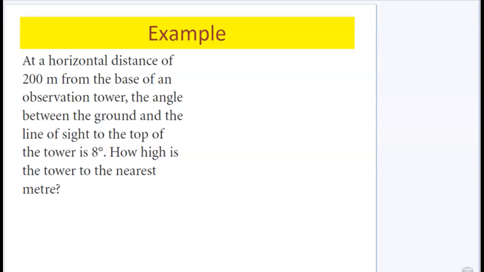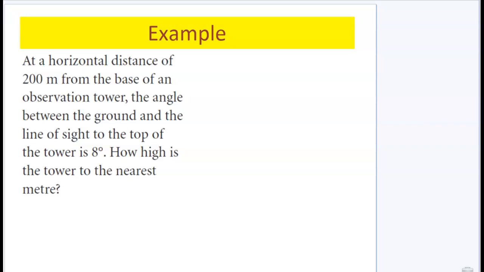In this lesson, we're going to continue with what we studied in section 2.4 using the tangent ratio to find side lengths, but now we're going to apply it to word problems. So in our first example, it says that at a horizontal distance of 200 meters from the base of an observation tower, the angle between the ground and the line of sight to the top of the tower is 8 degrees. How high is the tower to the nearest meter?